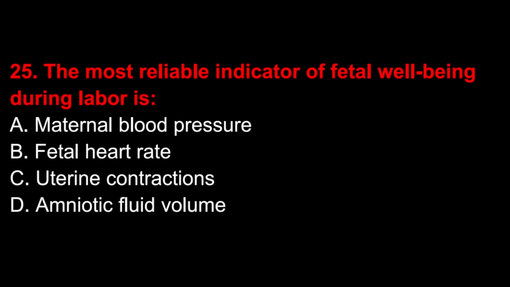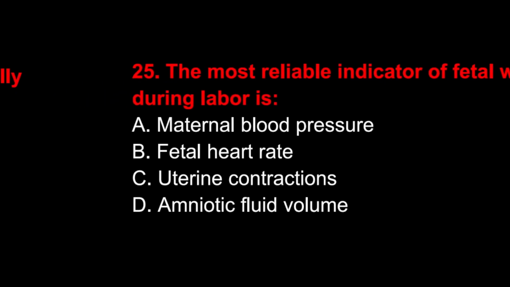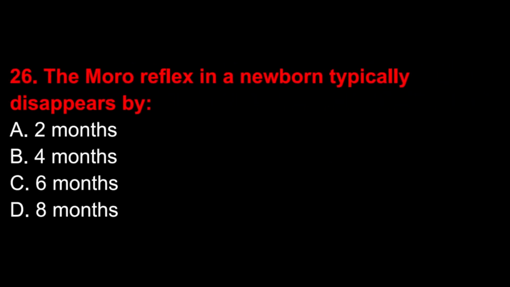Question number 25. The most reliable indicator of fetal well-being during labor is. Correct answer is option B, fetal heart rate. Question number 26. The Moro reflex in a newborn typically disappears by. Correct answer is option B, 4 months.